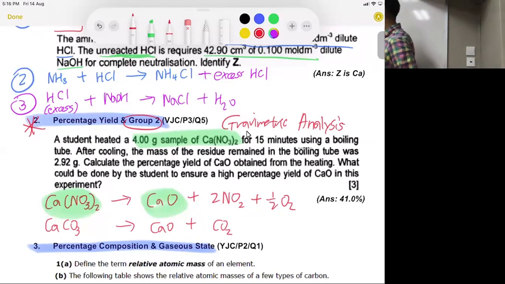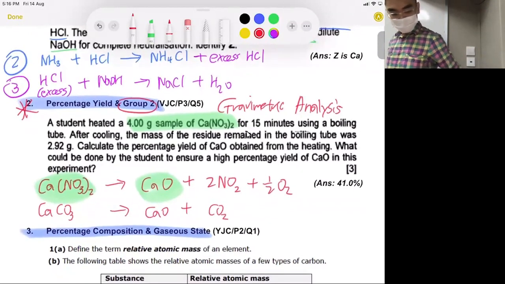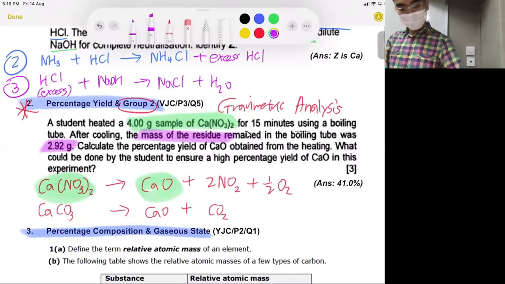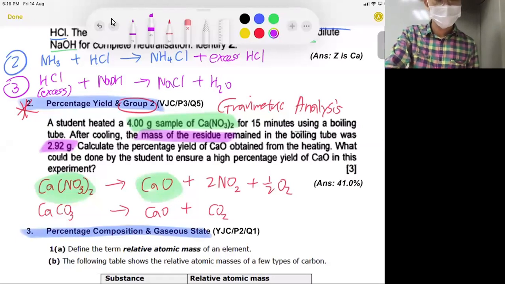So Daryl, you use this equation for the thermal decomposition. The question told you the mass of the residue. The residue by right is 2.92. But that's where things get confusing. So I probably will ask some of you, what's the conclusion?